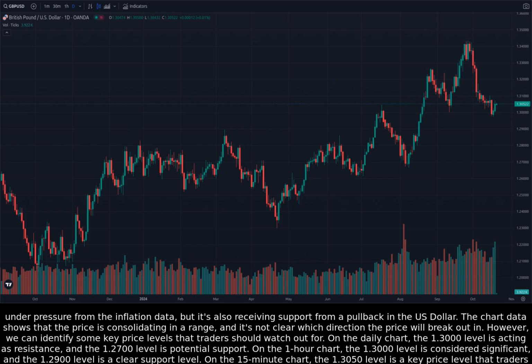On the daily chart, the 1.3000 level is acting as resistance, and the 1.2700 level is potential support. On the 1-hour chart, the 1.3000 level is considered significant, and the 1.2900 level is a clear support level. On the 15-minute chart, the 1.3050 level is a key price level that traders should watch out for.